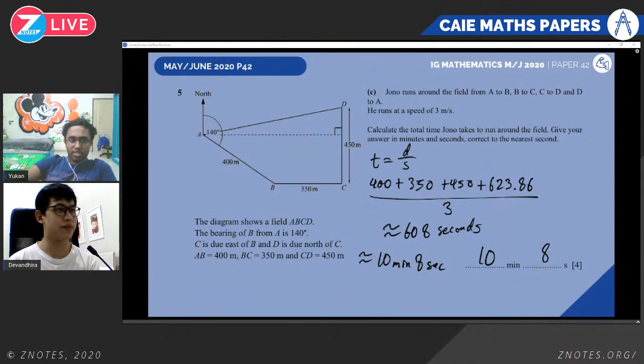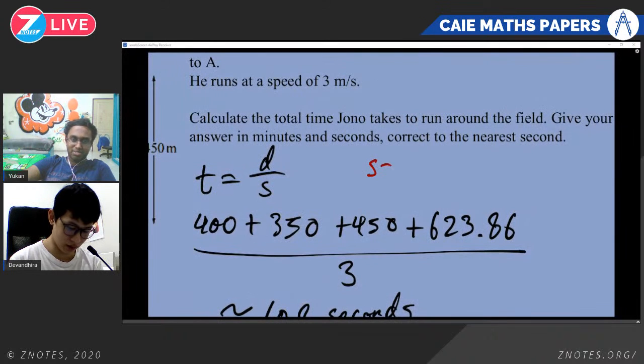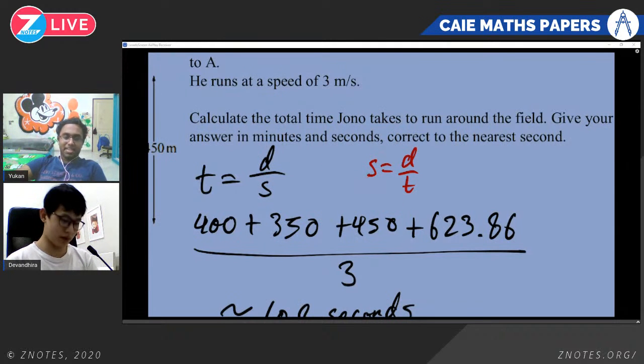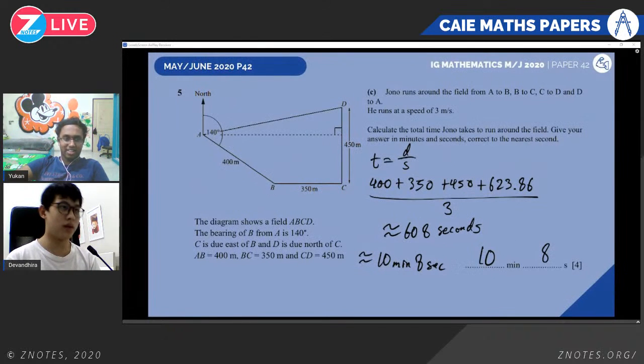If anyone is wondering how Devan got t equals d over s, s is speed, and you know that speed equals distance over time. Just multiply both sides by t and divide both sides by speed. Just switch it around like that. Or if you remember the triangle, I think they use a triangle.